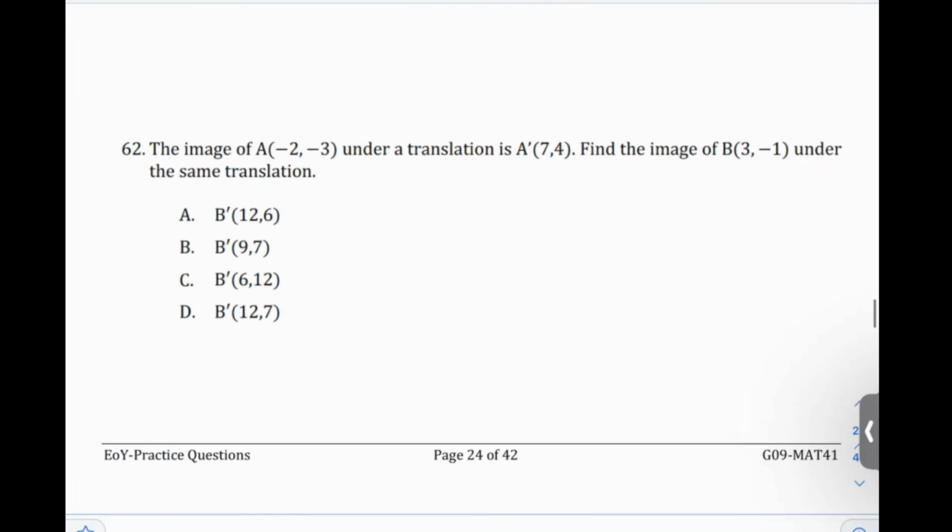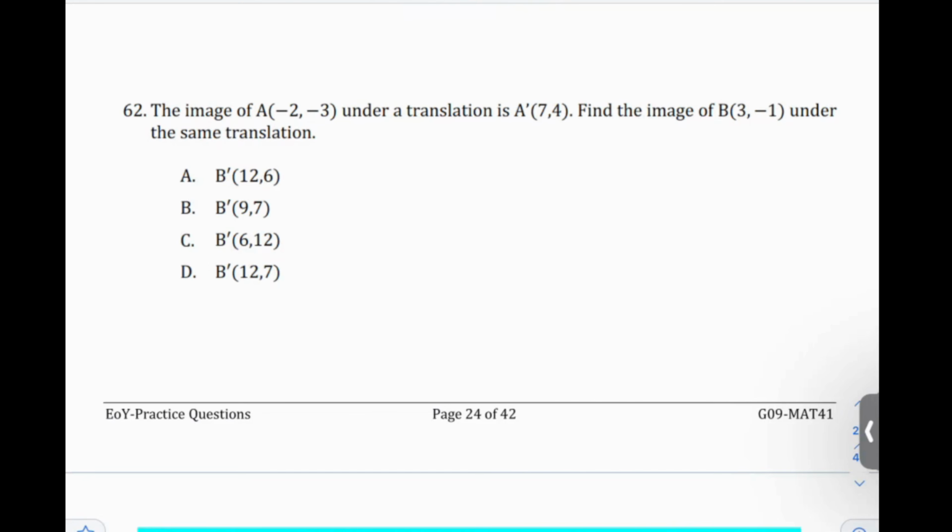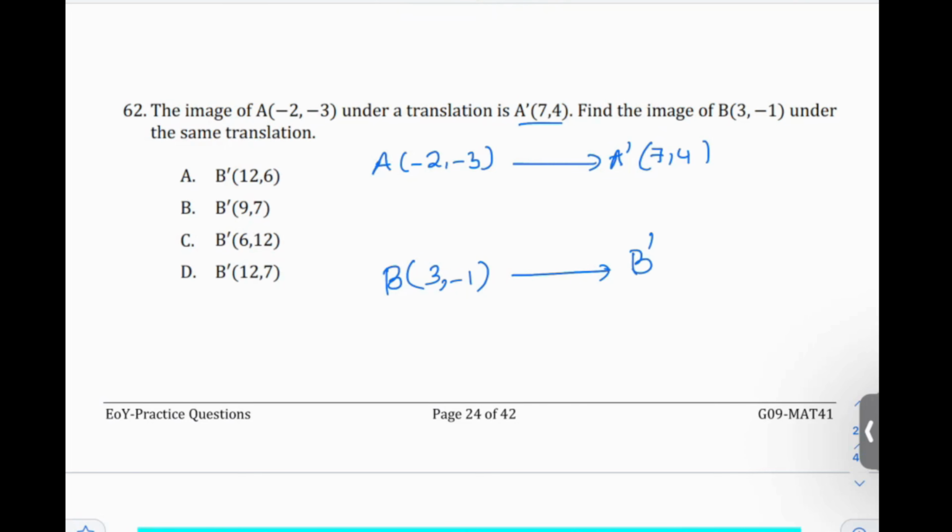And if it's negative, just add the negative number. No worries about it. The image of A, which is minus 2 and minus 3, under the translation is A prime. So A was minus 2 and minus 3. It becomes A prime, which is 7 and 4. They want B, which is 3 and negative 1, to calculate B prime. So we will first find the vector that translates A to A prime. How much has this A moved to A prime?